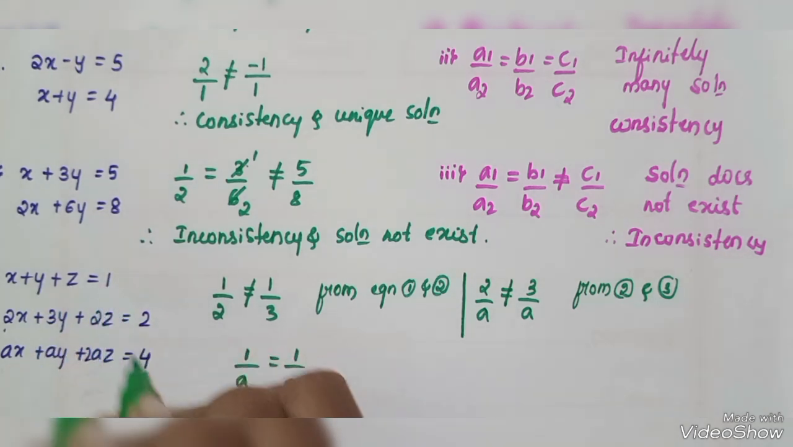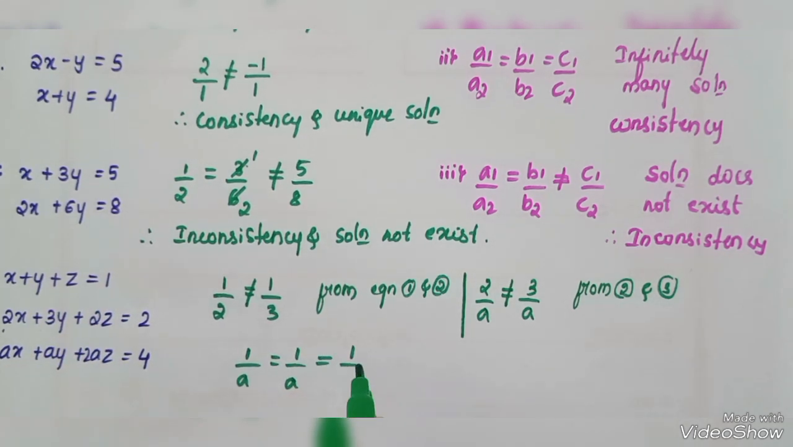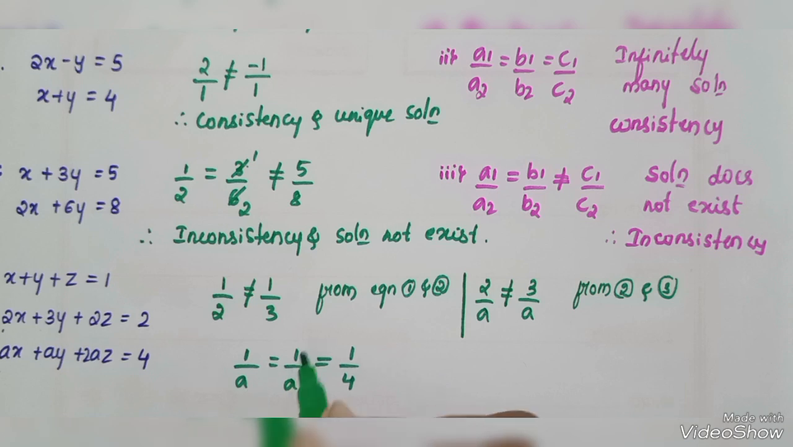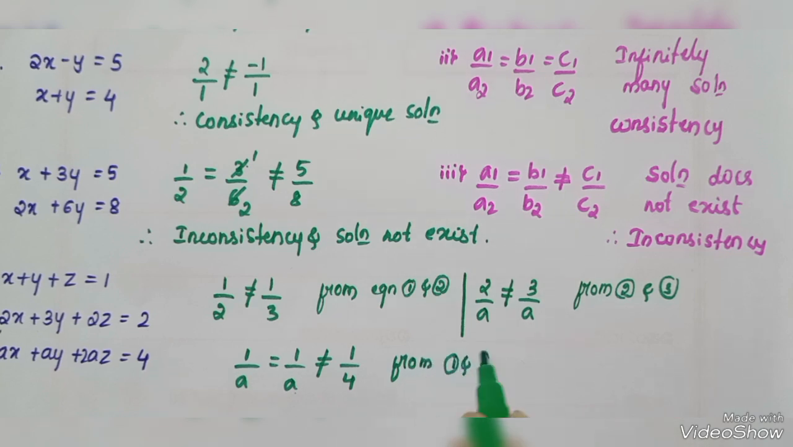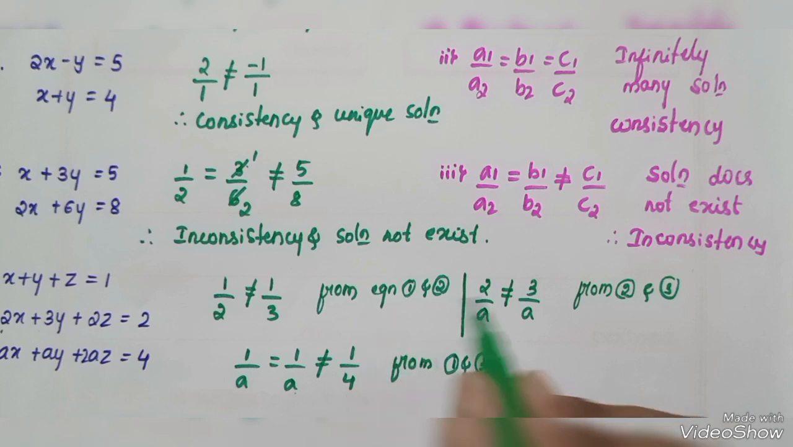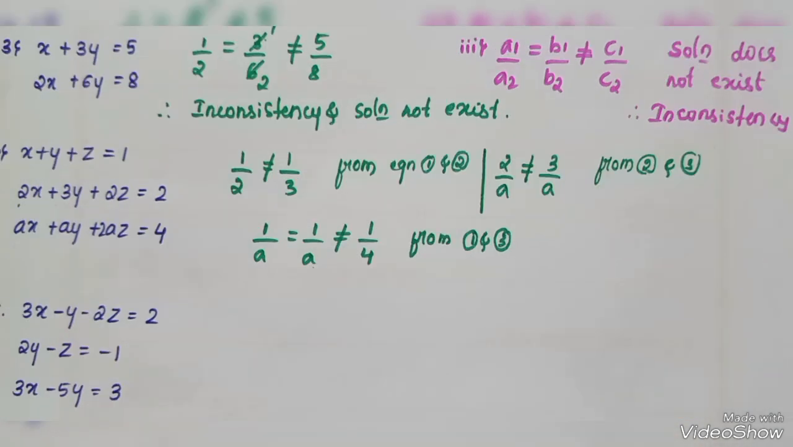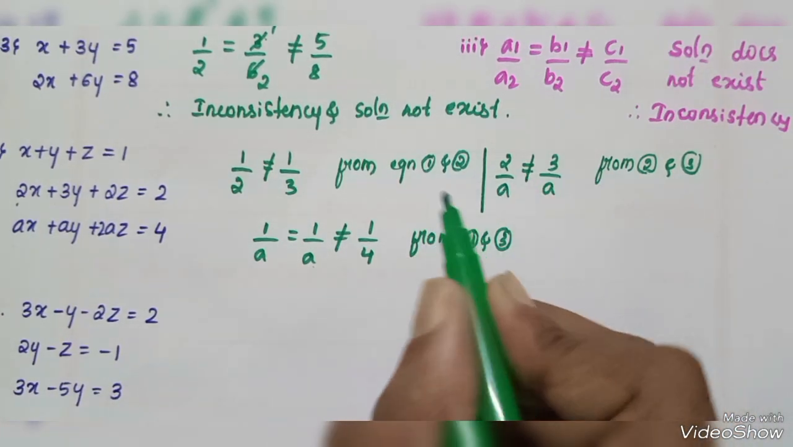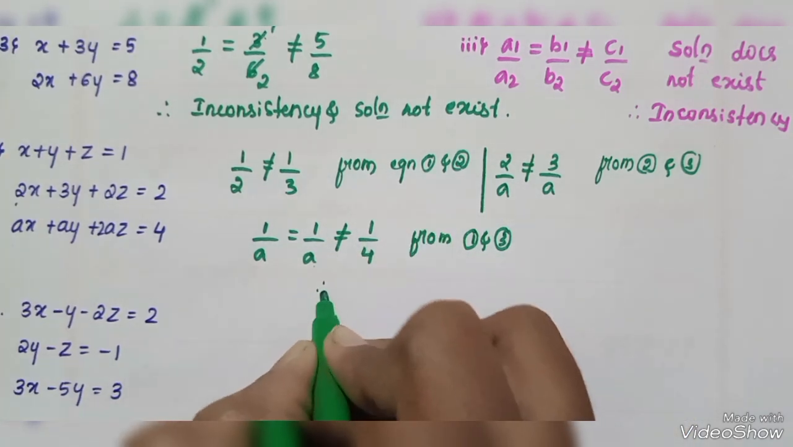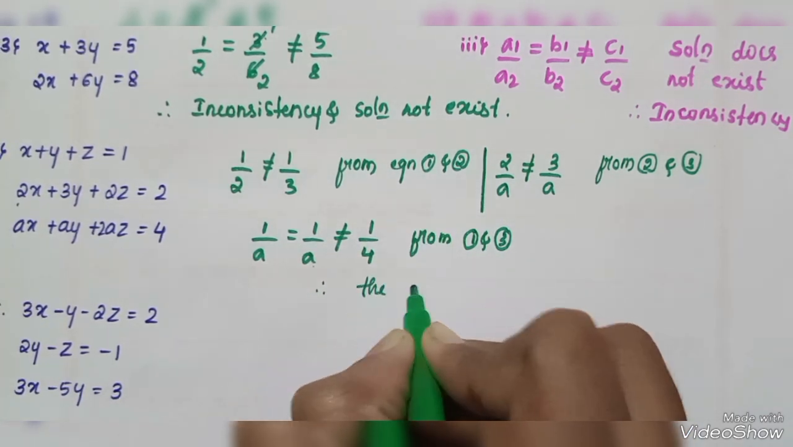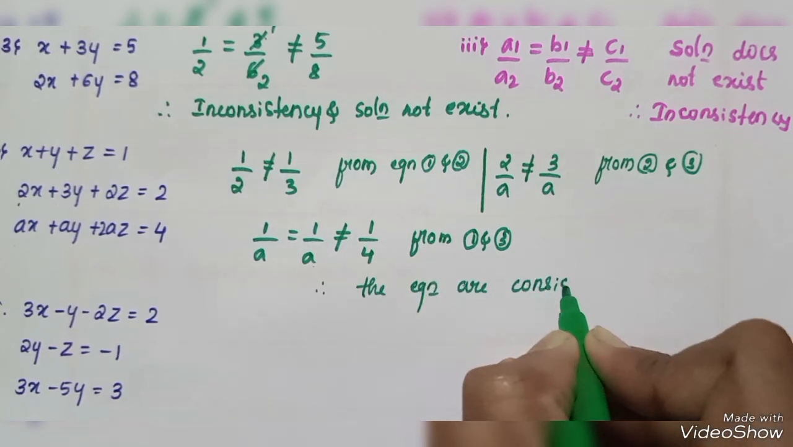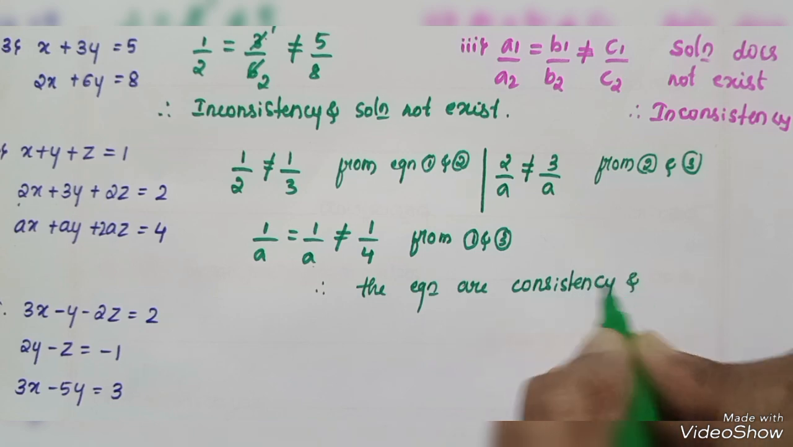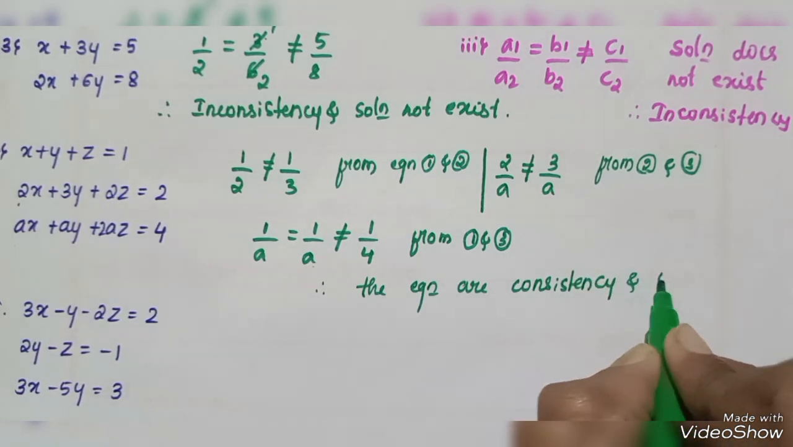Now I am checking the last result, 1 divided by 4. 1 by a equals 1 by a but not equal to 1 by 4. Therefore, from 1 and 3, both, sorry, 3 equations are here. These 3 conditions also have the consistency. Therefore, the equations are consistent and have a unique solution.